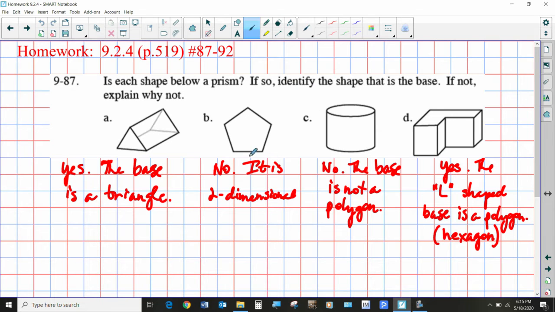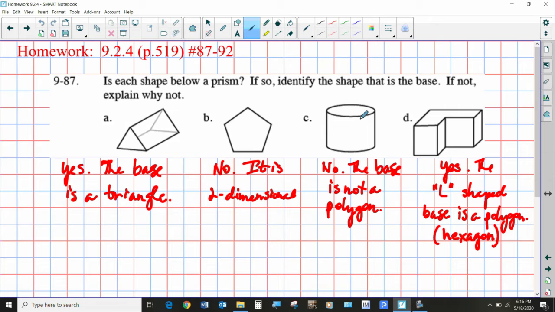So here are some different examples. This is an example of a prism. It's a triangular prism. So if you wanted to figure out the volume of this prism, you'd have to find the area of this triangle and then multiply it times the height, which would be the distance between the two triangle bases. So yes, this is definitely a prism. This is not a prism. This is a pentagon, which is two-dimensional, so that's a polygon, not a prism.